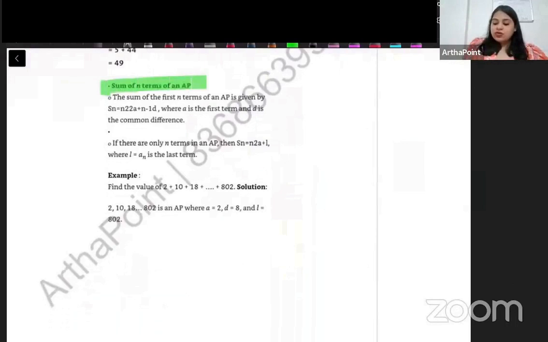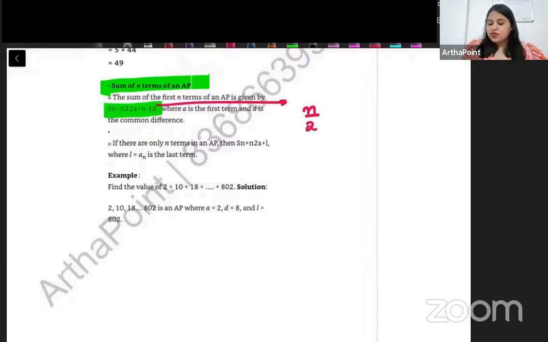Now let's talk about the sum of the n terms of an AP. The sum of the n terms of an AP is given by this formula. Let me write it here. n by 2, 2a plus n minus 1 into d. So this is called the sum of n terms of an AP, right? Supposedly there are only n terms in the AP.